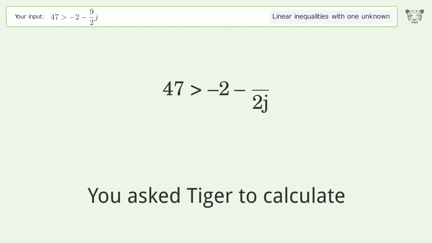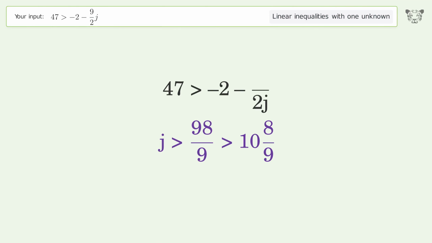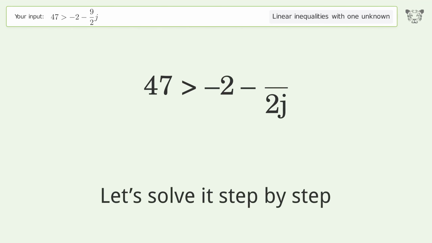You ask Tiger to calculate. This deals with linear inequalities with one unknown. The final result is j greater than -98/9 greater than -108/9. Let's solve it step by step.